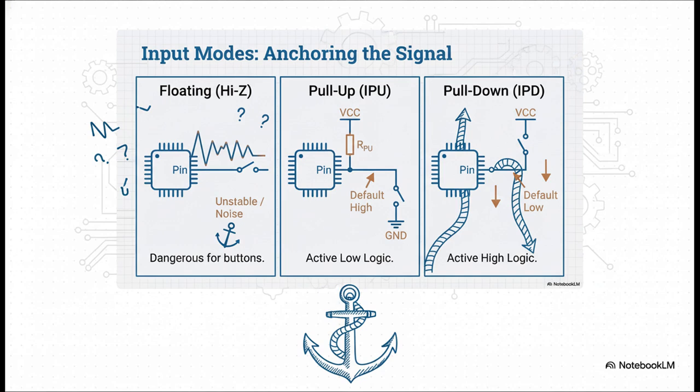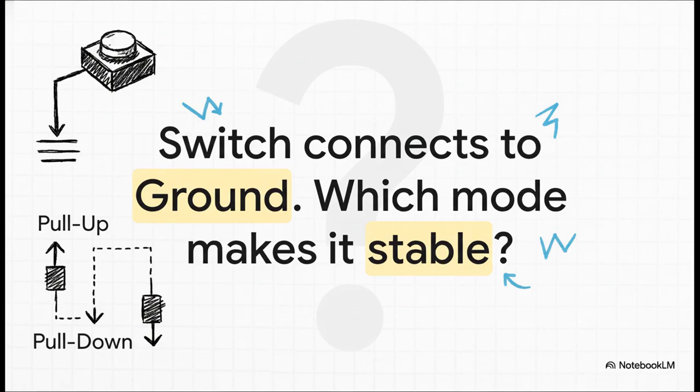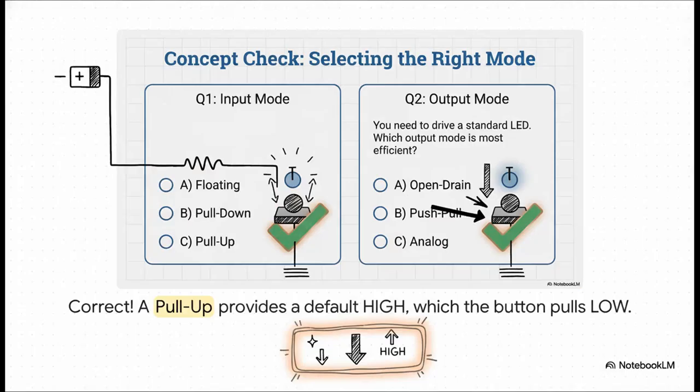No more floating. All right, time for a quick pop quiz. Let's say you've got a switch that, when you press it, connects your pin to ground. So, to stop that pin from floating when you're not pressing the button, which setting do you need? A pull-up or a pull-down? Think about it. If you said pull-up, you nailed it. That pull-up resistor holds the pin high by default. Then, when you press that button, you create this nice, easy path straight to ground. That path is much stronger, so it yanks the pin's voltage down to low. This whole setup, by the way, is super common. It's called active low logic.